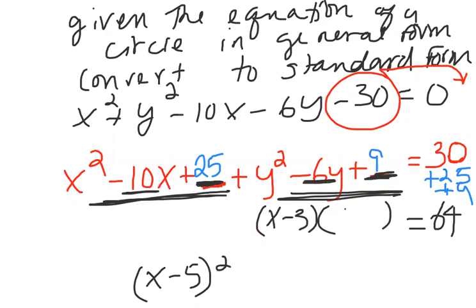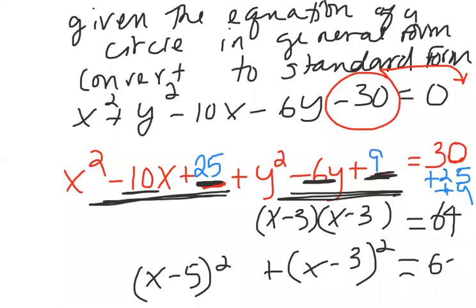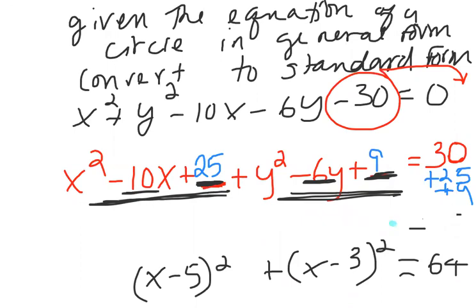Negative 3. Minus 3. Right? So we can rewrite this as (y - 3) squared. And so guys, this is our equation in standard form. Do we have to make the 64 into 8 squared? No, you just leave it like that.